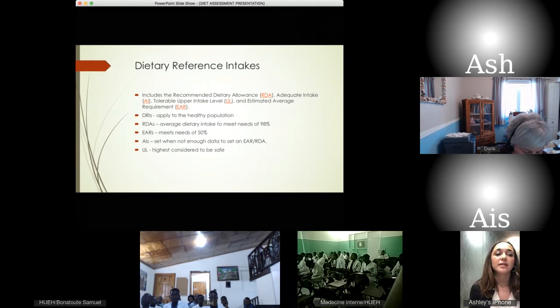So then if there's not enough evidence to set an RDA, they'll set an EAR, which is an estimated average requirement. That's going to meet the needs of about half the population.